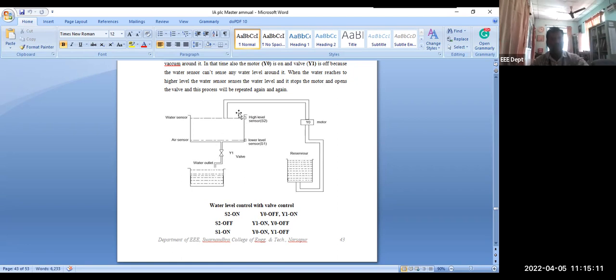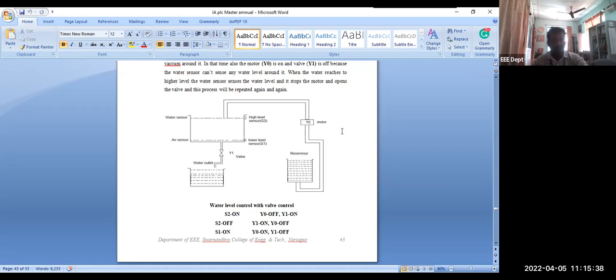S2 high level is off. In that case, the water reduces to the sensing level. S2 is off, Y1 is still on, and Y0 is off. Again, the third step, S1 is on, nothing but the lower level. When the water reaches the lower level, it senses the lower level sensor, that is, S1 is on.